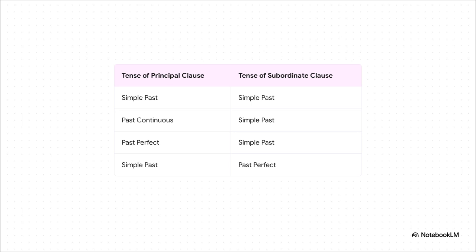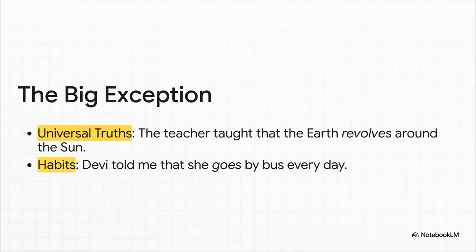It's called past follows past, and it's exactly what it sounds like. If the main part of your sentence is in the past tense, then the next part, you guessed it, also has to be in a past tense. It's a chain reaction. Past always follows past. Simple as that. But every rule has its exception, right?